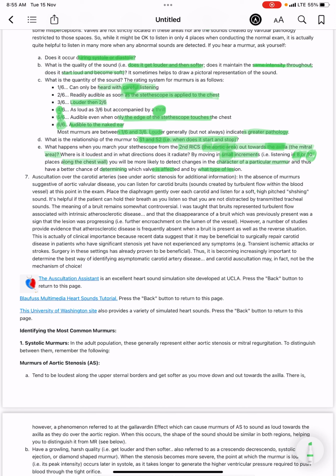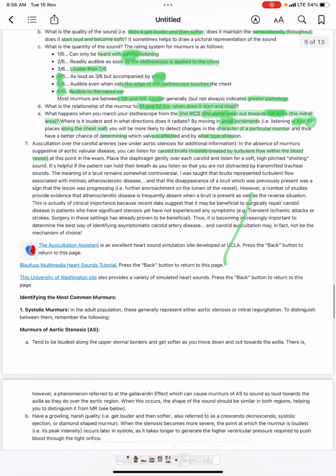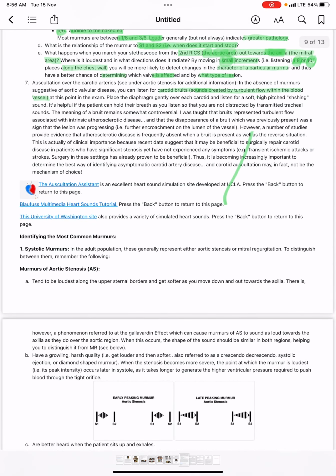And auscultation over the carotid arteries. In the absence of a murmur suggestive of aortic valvular disease, you can listen for carotid bruit. That is, carotid bruit is nothing but sounds created by turbulent blood flow within the blood vessel. At this point in the exam, how do you look for carotid bruit?